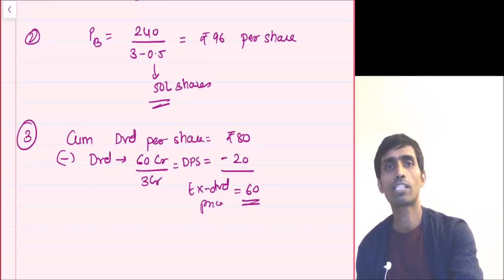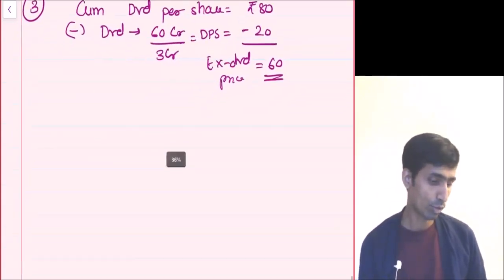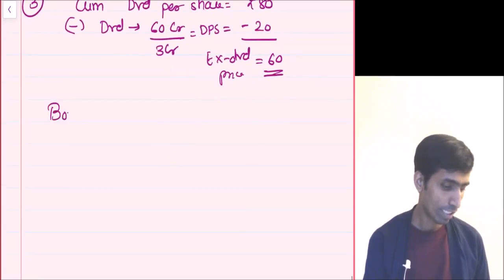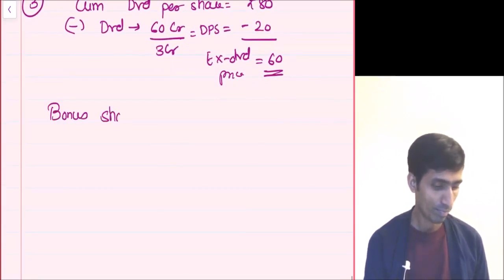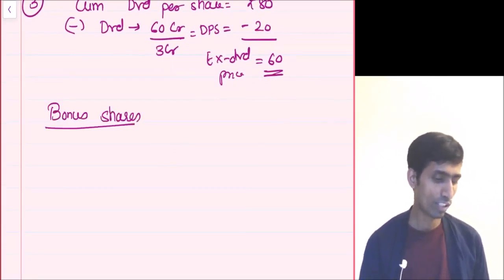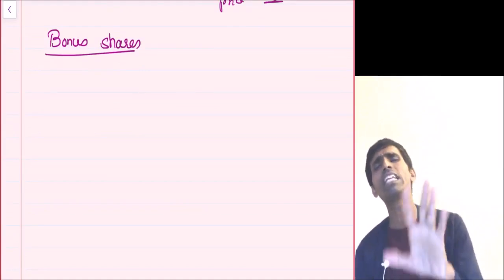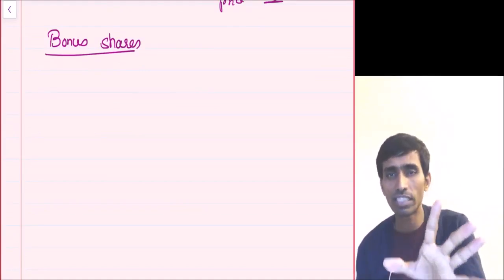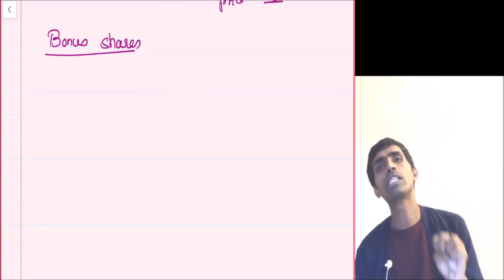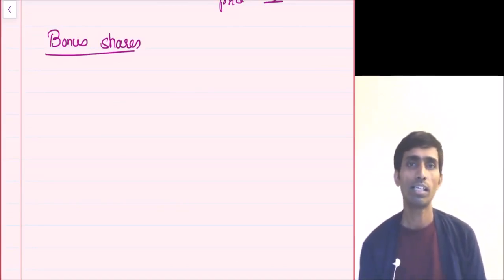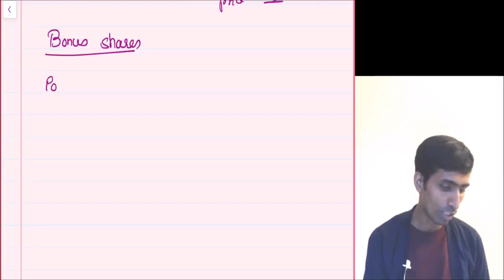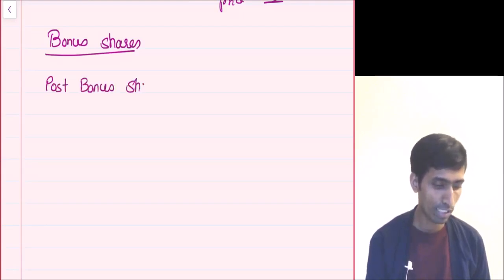Okay, let's do the last part. It is rights issue. What is it? Rights issue. Okay, not rights issue, bonus shares. Sorry, bonus shares. What is a bonus share? Bonus means free, means instead of giving you dividend, what I'll give you is shares instead of that. Okay, so we will calculate the post bonus share price.